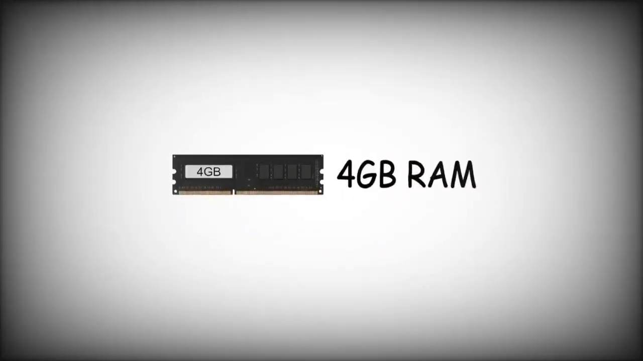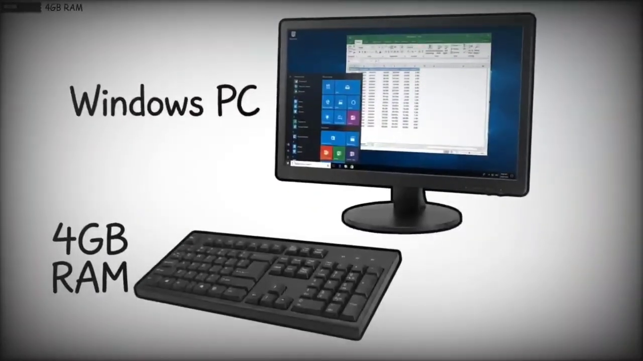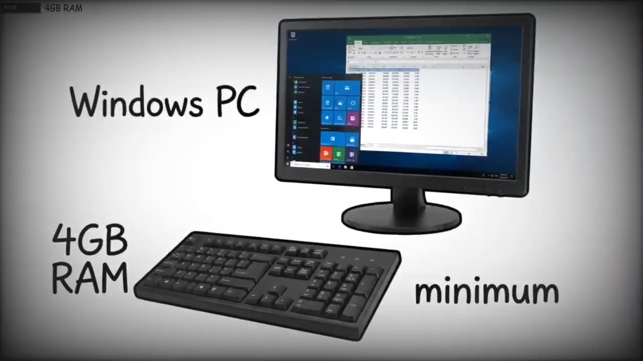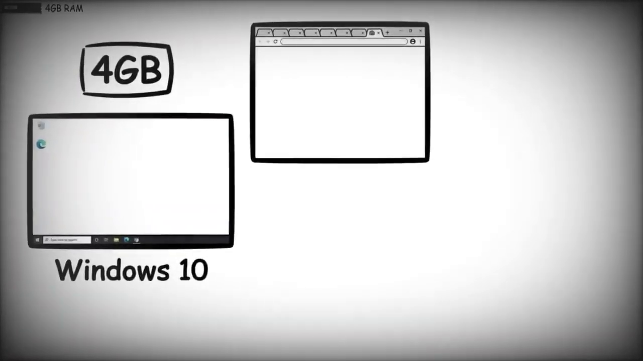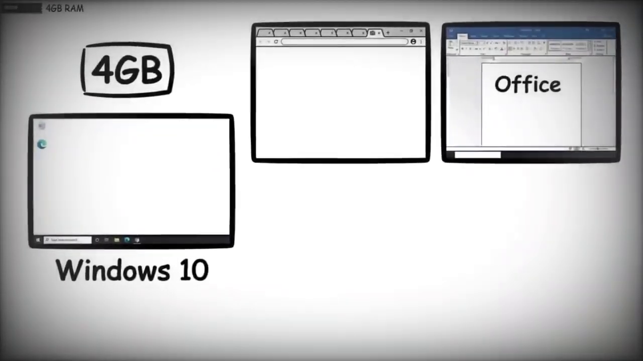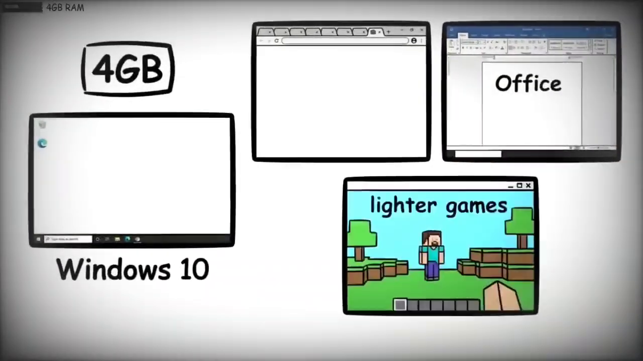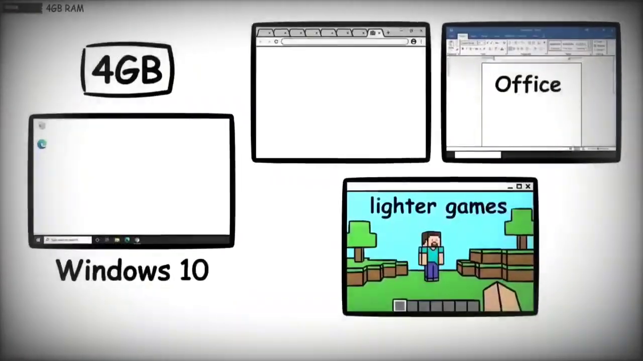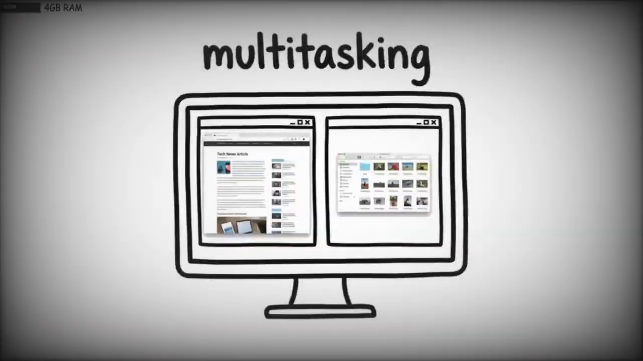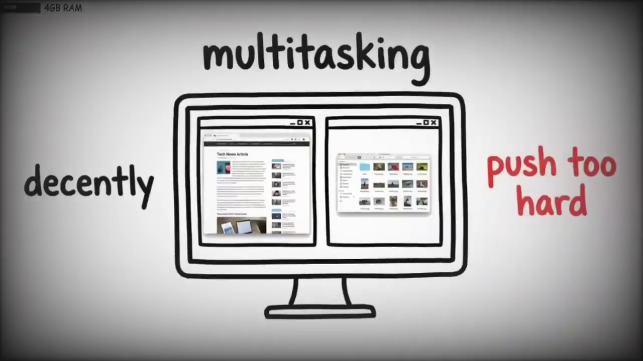4 gigabytes RAM. For many years, this was considered the minimum for a normal Windows PC. With 4 gigabytes, you could run Windows 10 reasonably well, open 10 or so browser tabs, work in Office, edit photos in basic software, and play older or lighter games at low settings. It handled multitasking decently as long as you didn't push too hard.